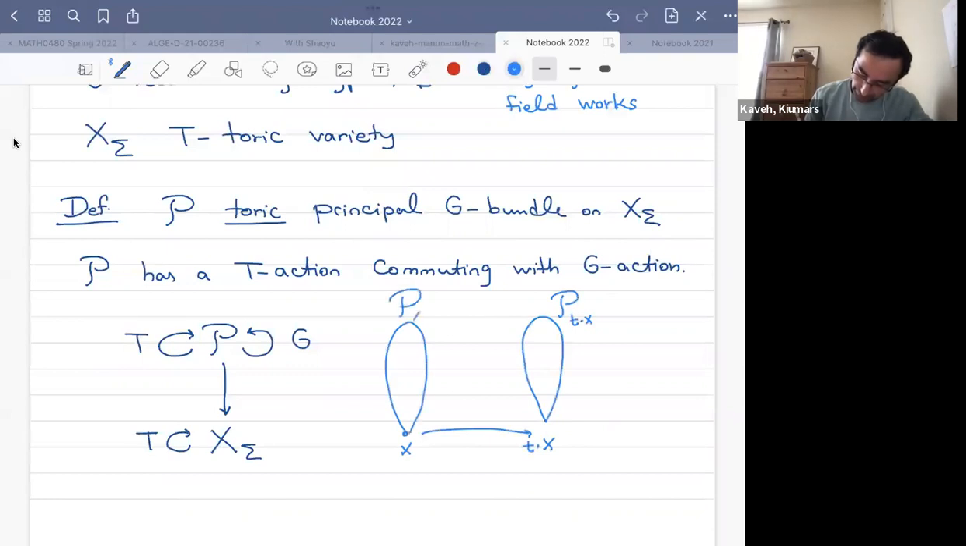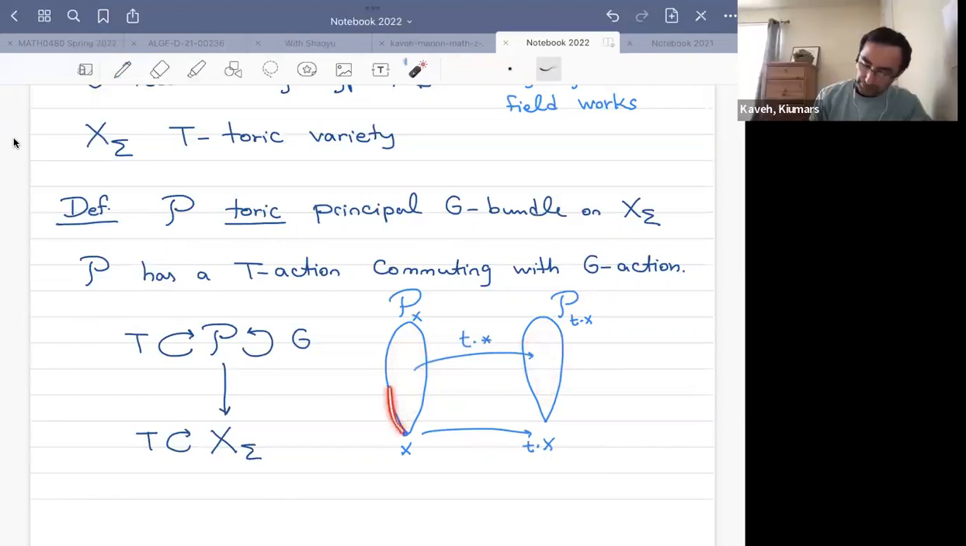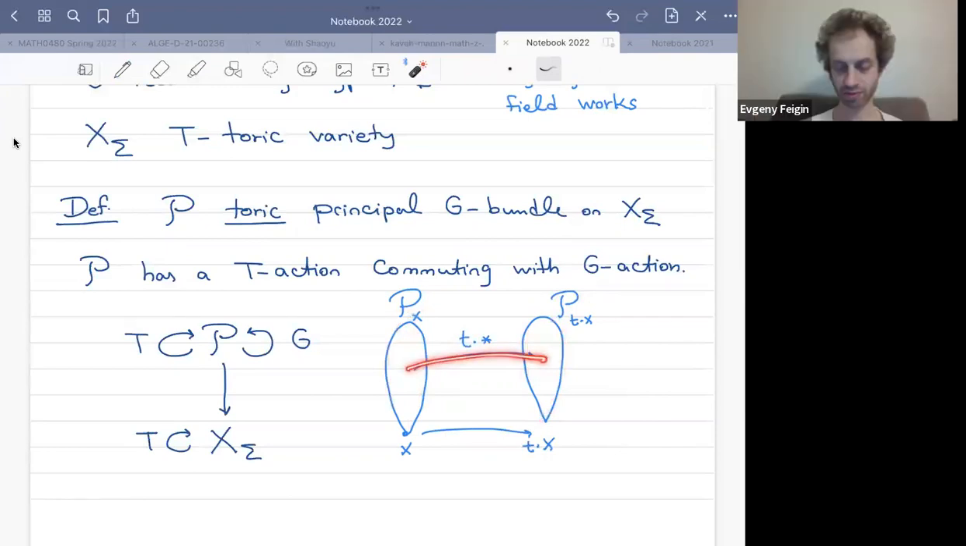Okay. If you have a fiber over x and a fiber over t x, this is a copy of G, this is a copy of G. We have a torus action from this to this, which gives an identification of this G space and this G space. So the action of T is a G-isomorphism of these two spaces. It is a G equivariant isomorphism. I see. I see.